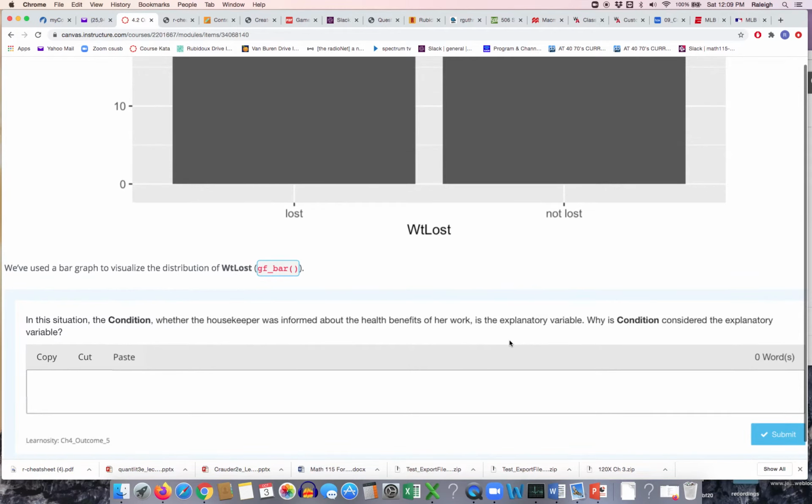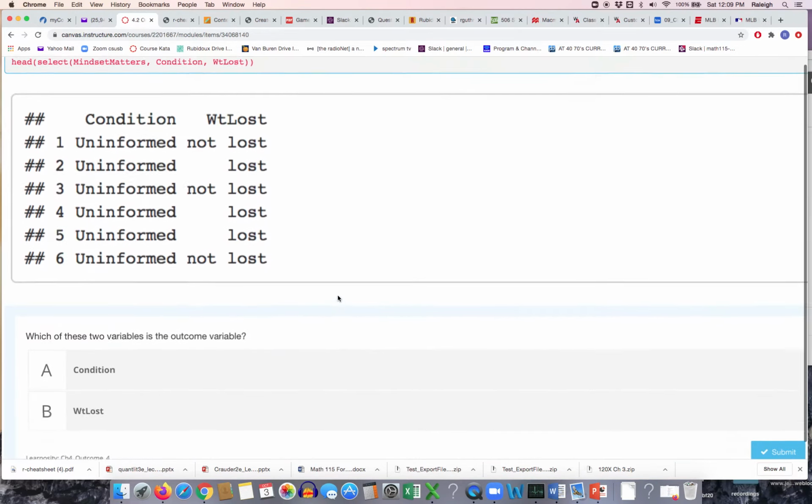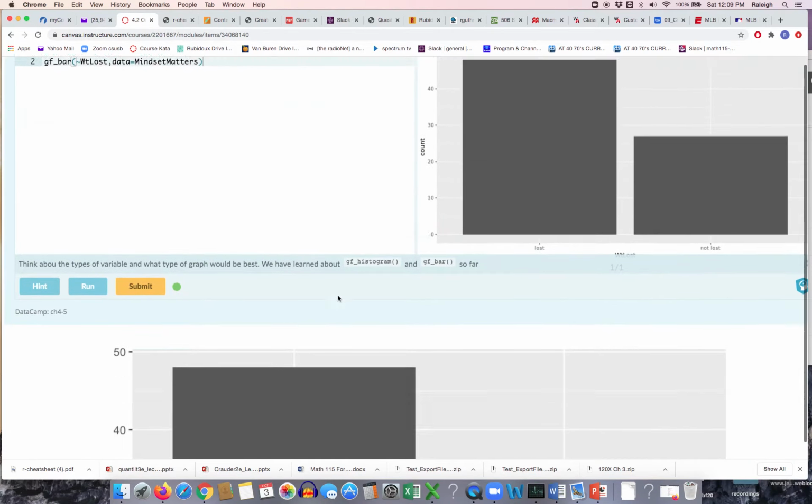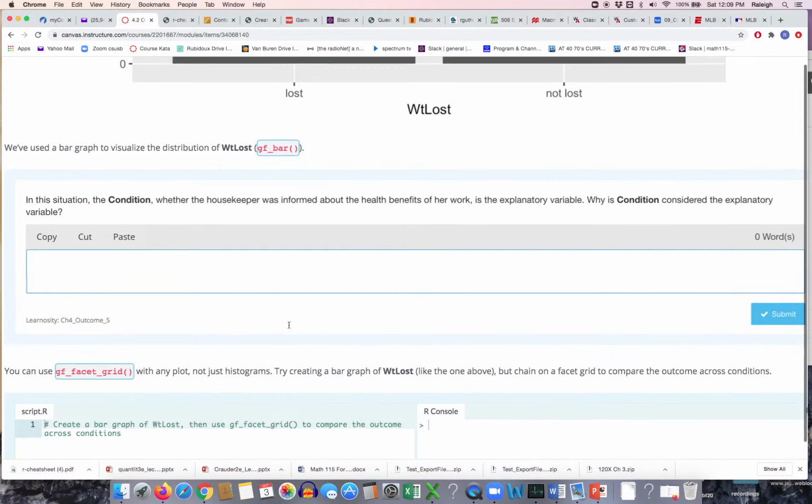So we used a bar graph to visualize the distribution of weight loss. And the condition is the explanatory variable. Why is condition considered the explanatory variable? That's what we started with. The condition, remember, was either informed or uninformed, and so that is not reflected yet in our graph.